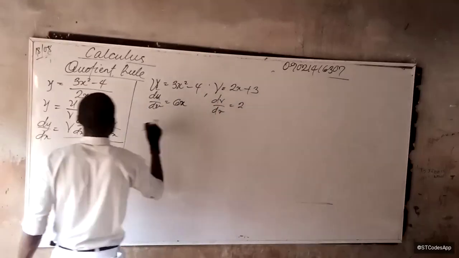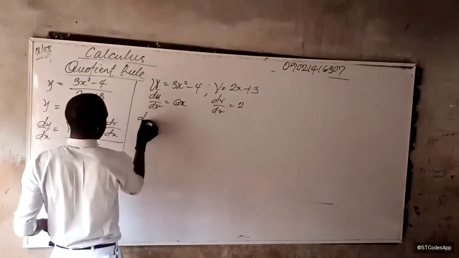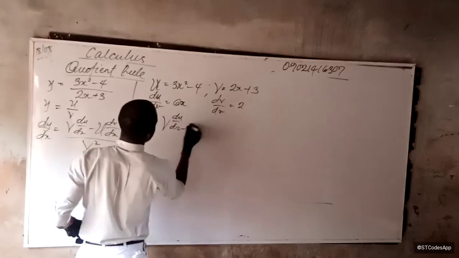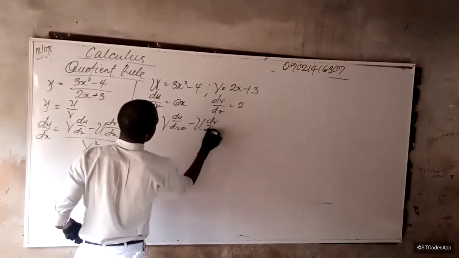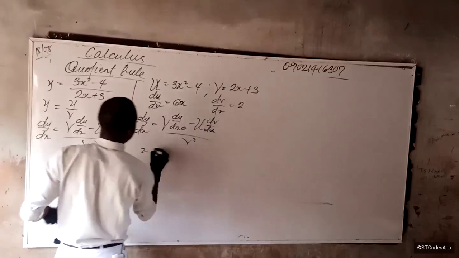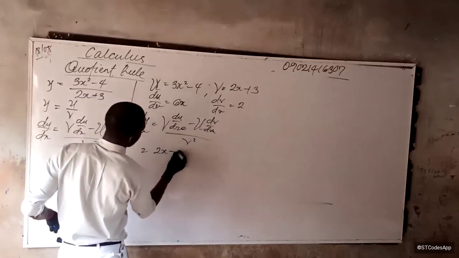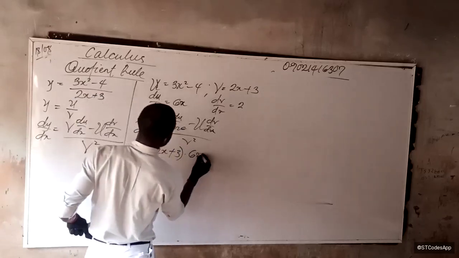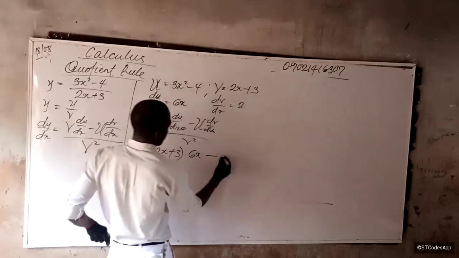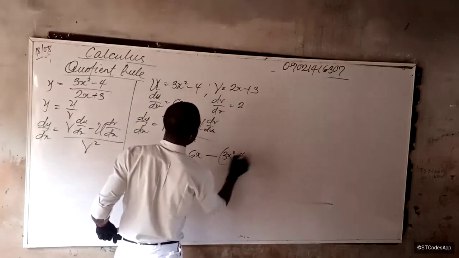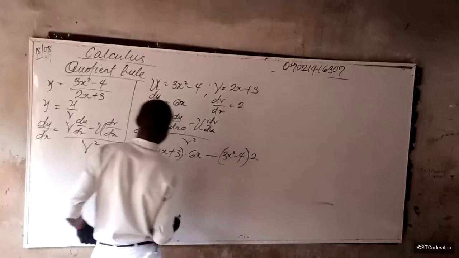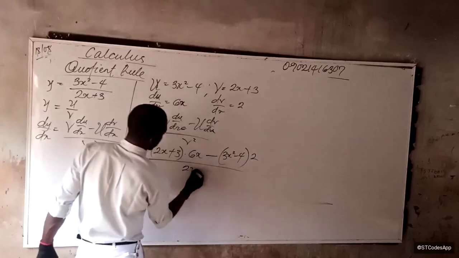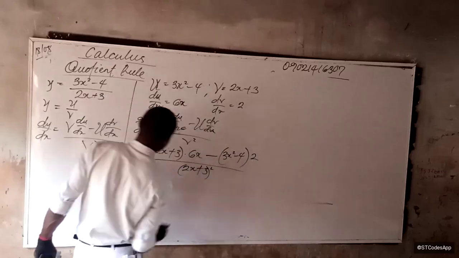So from here, we can say that dy/dx is going to be (v du/dx minus u dv/dx) over v squared. So what is our v? V is 2x plus 3, times du/dx. What is du/dx? We had 6x, minus u, which is 3x squared minus 4, times dv/dx, which is 2. So all over v squared. V is 2x plus 3, so all squared. All right.